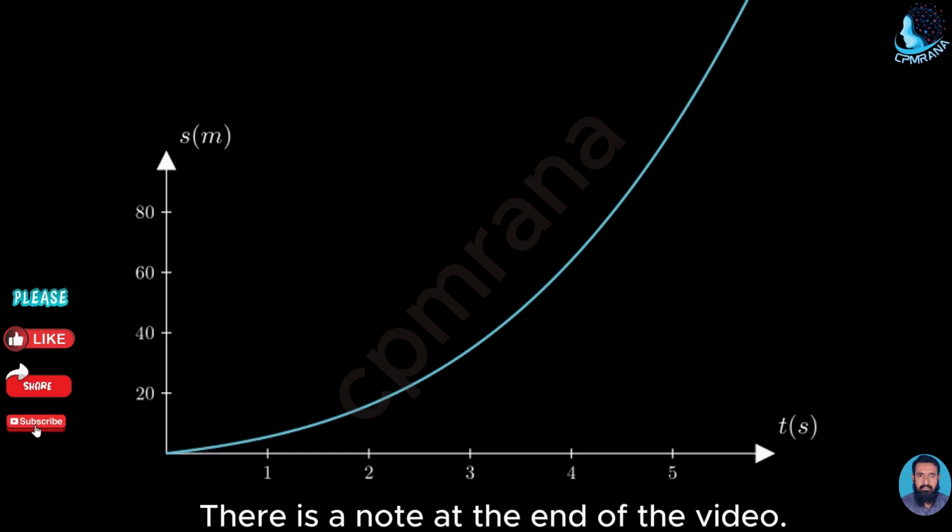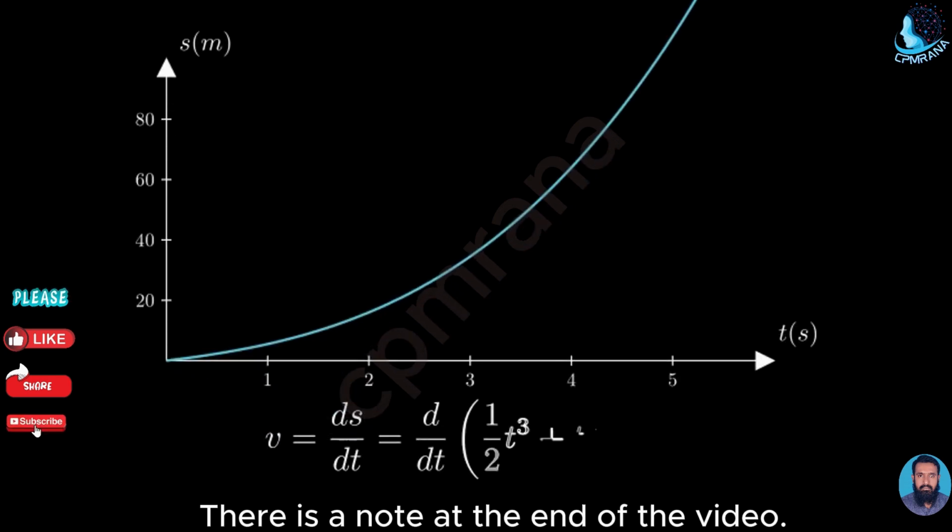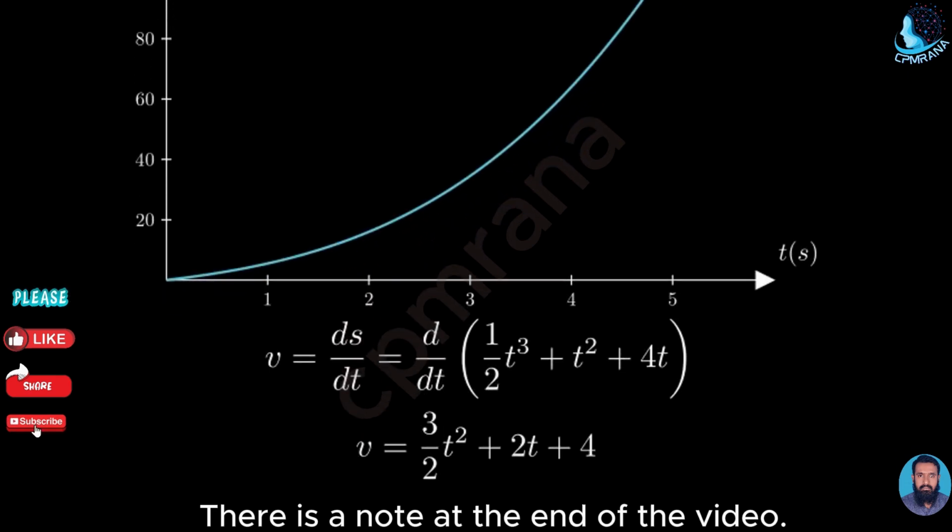To find the velocity, we need to take the derivative of position with respect to time. Using the power rule, the derivative of 1/2 t cubed is 3/2 t squared, the derivative of t squared is 2t, and the derivative of 4t is just 4.